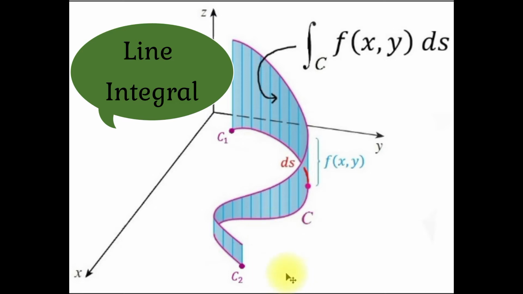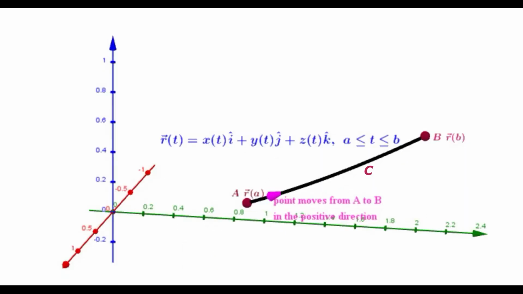See, in line integral, we integrate f of xy or f of xyz along the curve. This is the curve. Okay? At each point on C, there will be a function value. We represent the curve C by a parametric representation r of t is equal to x of t, y of t, z of t, which is equal to x of t i plus y of t j plus z of t k, where the parameter varies between the numbers a and b. The curve C is called the path of integration.